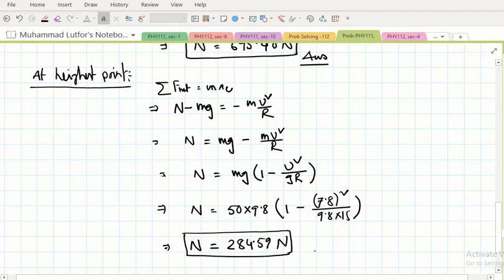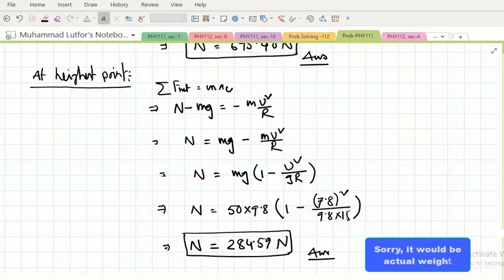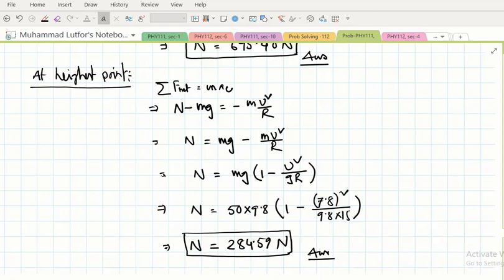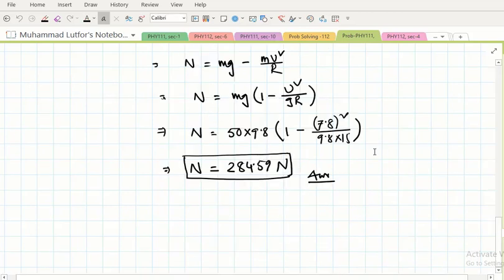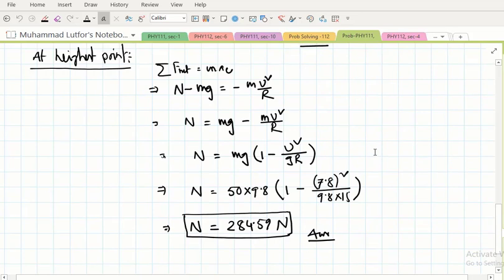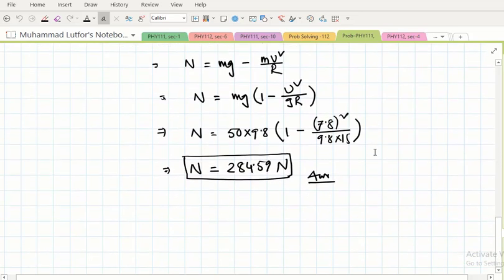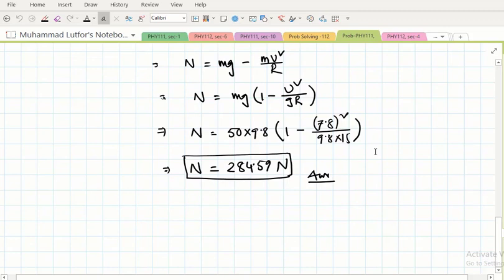So this is the normal force, and this one is also the apparent weight, because the person's actual or true weight is 50 times 9.8, which is 490. This normal force at the highest point, the top point, is less than the true weight of this person. Okay, thank you very much.